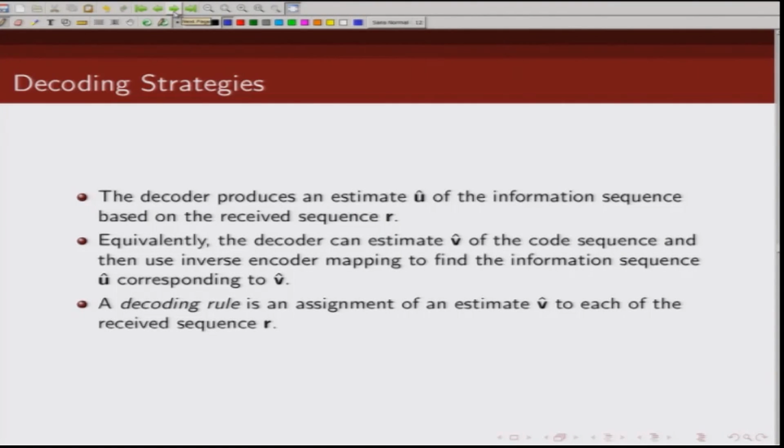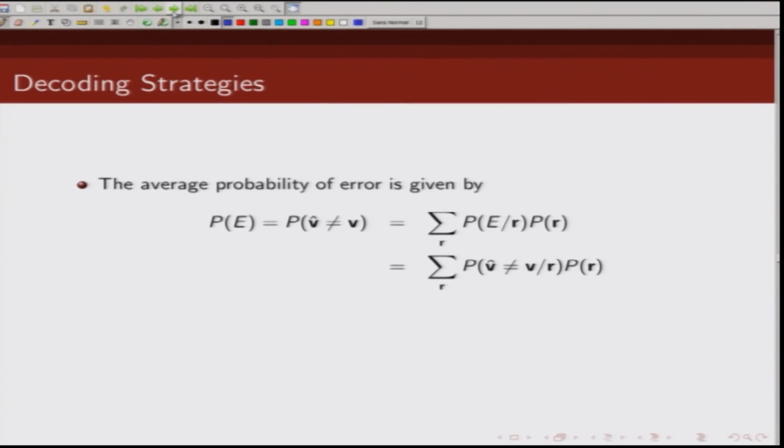So, what is a decoding strategy, or what is a decoding rule? A decoding rule is nothing but this: given a receive sequence R, we are trying to estimate what our transmitted code sequence was. So, we are trying to estimate V hat or U hat from the receive sequence R. We have to decide what rule or what logic we should use when we get receive sequence R. How do we assign that receive sequence R to any particular code word? Now, one of the policies we can use is basically to minimize the probability of error.